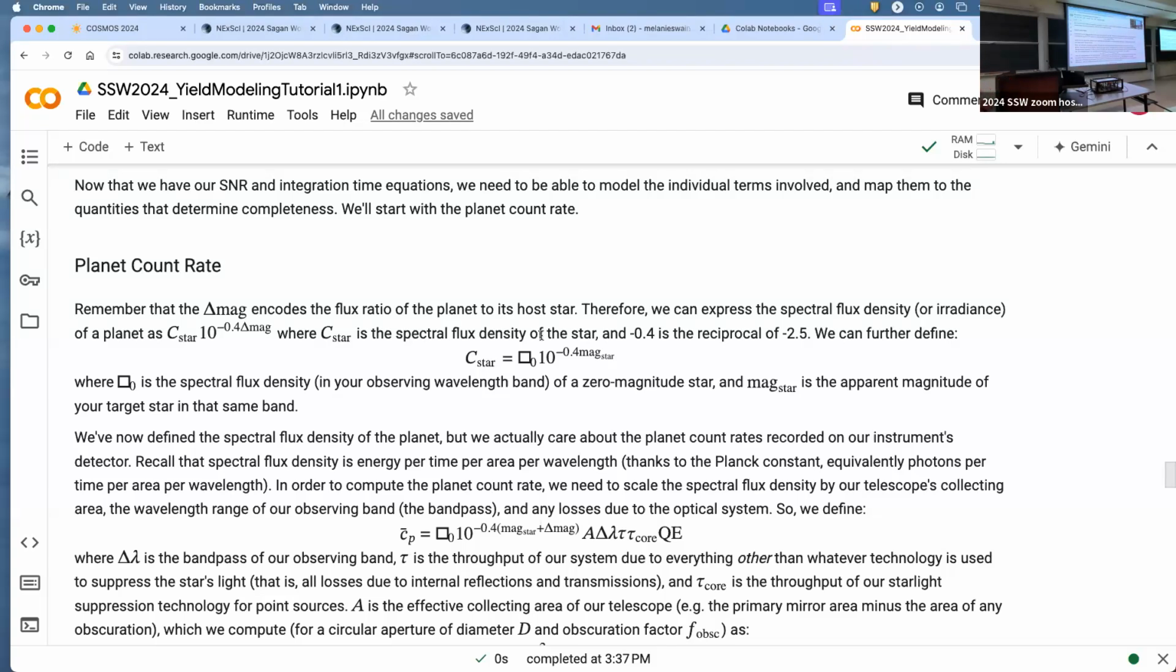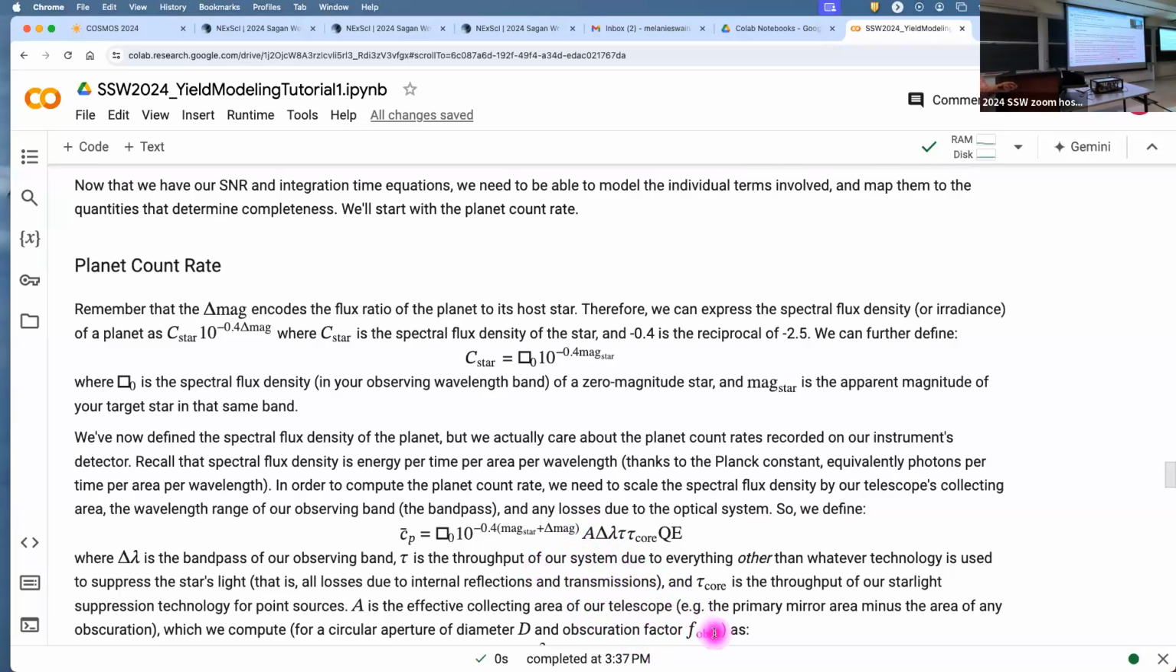But okay, so what we're thinking about with the star is our unit of measure here is flux density. And so that is the energy per time per area per wavelength. And so in order to compute the count rate, we're going to have this flux from the star. And so we'll have a collecting area, A, the collecting area of the aperture. And then we need some wavelength bandpass that we're integrating it over. So that's our delta lambda.